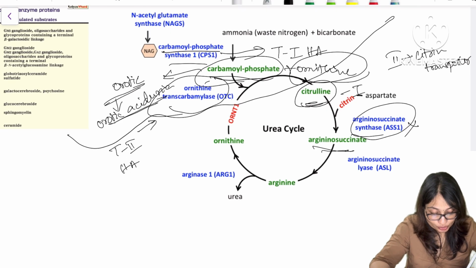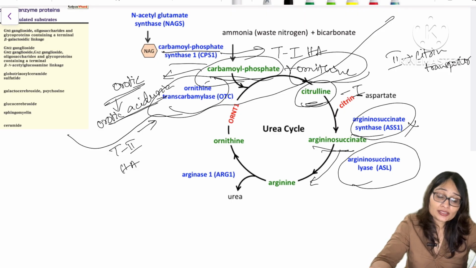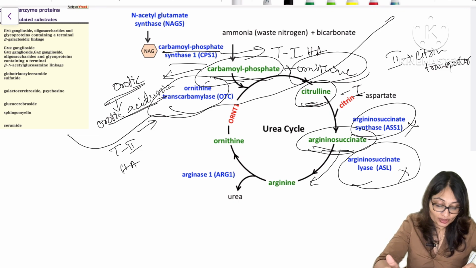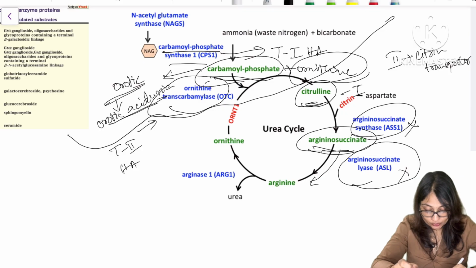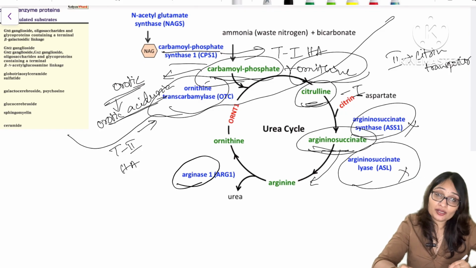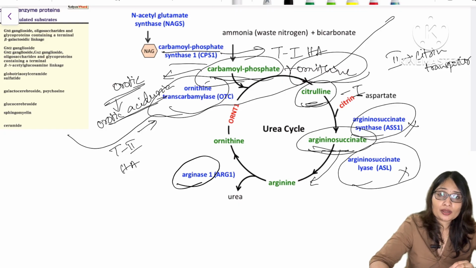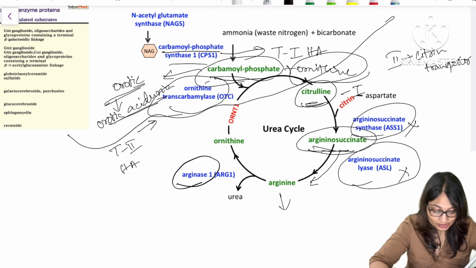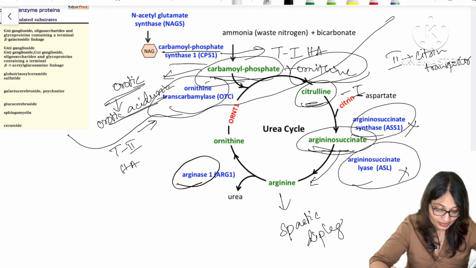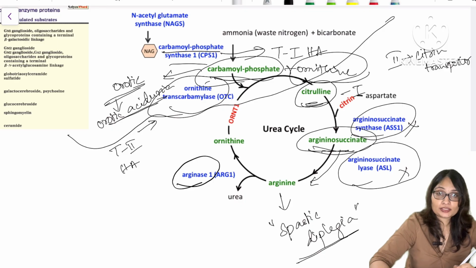Argininosuccinate has to then get converted to arginine. The enzyme here is argininosuccinate lyase. Deficiency of this results in argininosuccinic aciduria, where we get trichorrhexis nodosa. Arginine gets converted to ornithine, and the enzyme here is arginase. Arginase deficiency results in hyperargininemia. Argininemia is characterized by spastic diplegia. This is the key word that you have to look for in case of arginase deficiency.